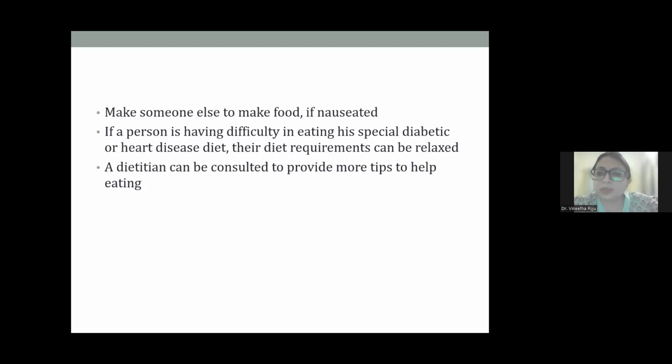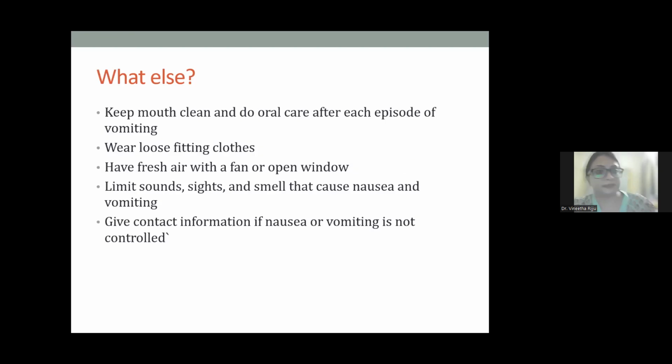A dietitian can be consulted to provide more tips to help in the eating. So what is important? It is very important to keep the mouth clean, do good oral care after each episode of vomiting, wear loose fitting clothes, have fresh air by keeping the window open, and limit the sounds, sights, and smell that can cause nausea and vomiting. And also it is very important to give the family or the patient contact information to contact you in case he is not having relief of symptoms, so that you can advise on what should be done further, how the frequency or the dose of the medications can be changed, or what additional antiemetics could be taken along with.